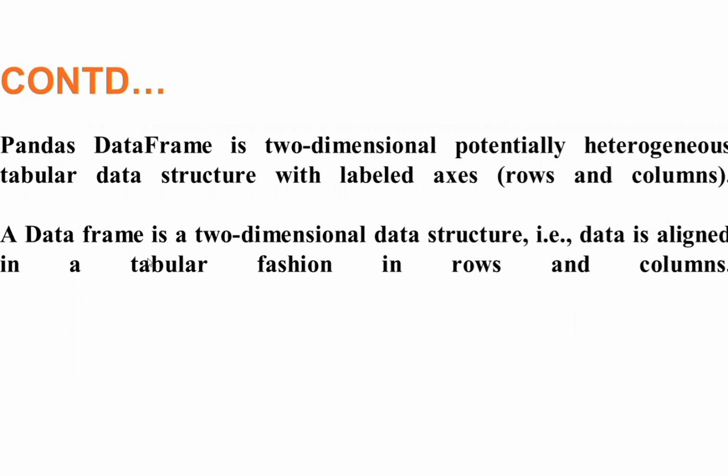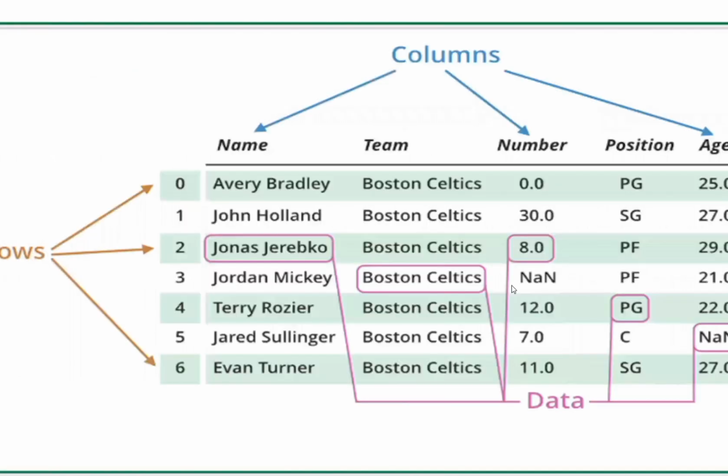Right? So a data frame is a two-dimensional data structure, that is, the data is aligned in a tabular fashion. We will see in the implementation part how to deal with the data in the rows and columns. Like this is a simple example: we have a certain number of rows as we can see over here, and these are the columns, right? So we have to fetch any particular data from the data set. If we want to know any particular record, then we can go for pandas in Python, right?